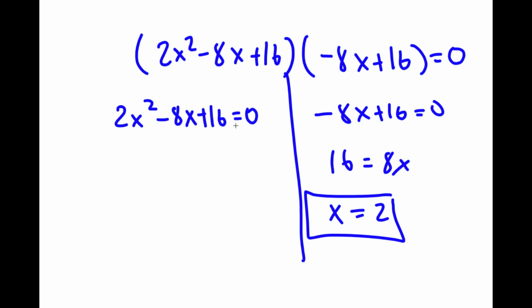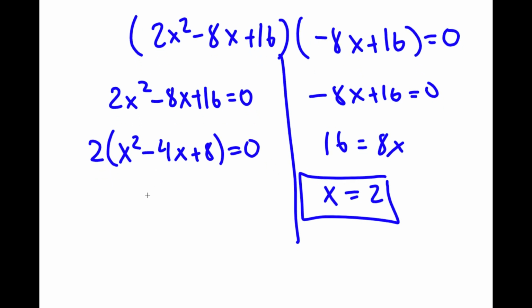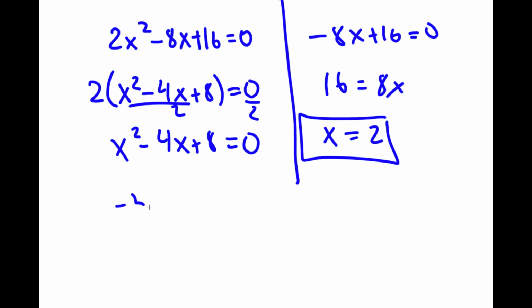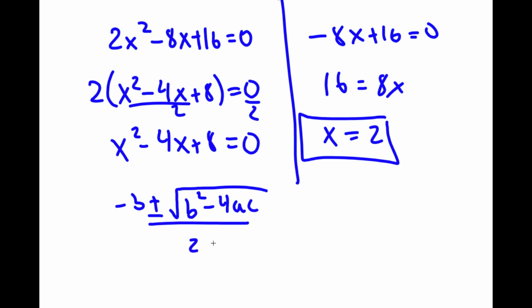Now for 2x squared minus 8x plus 16 equals 0, I'm going to first start by factoring out 2, so I get 2 times (x squared minus 4x plus 8) is equal to 0. Now I have x squared minus 4x plus 8 is equal to 0 because I divide both sides by 2. And now, to solve this, I'm going to use the quadratic formula, which is negative b plus or minus the square root of b squared minus 4ac all over 2a.